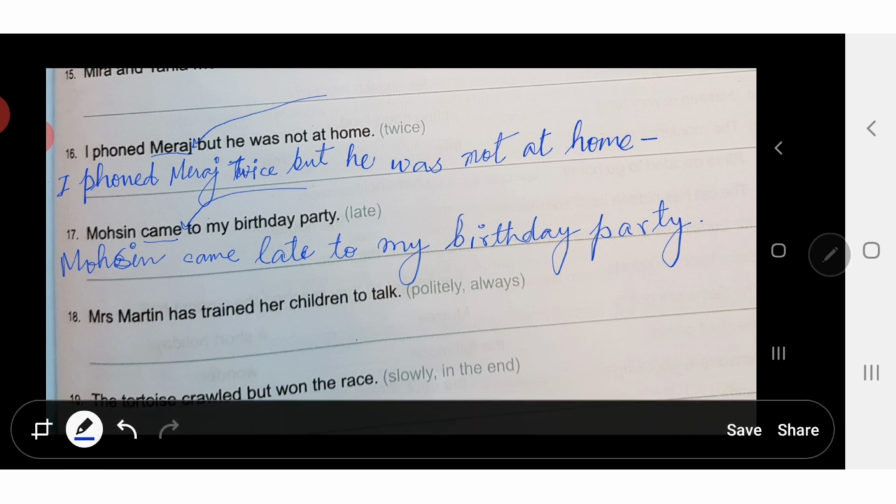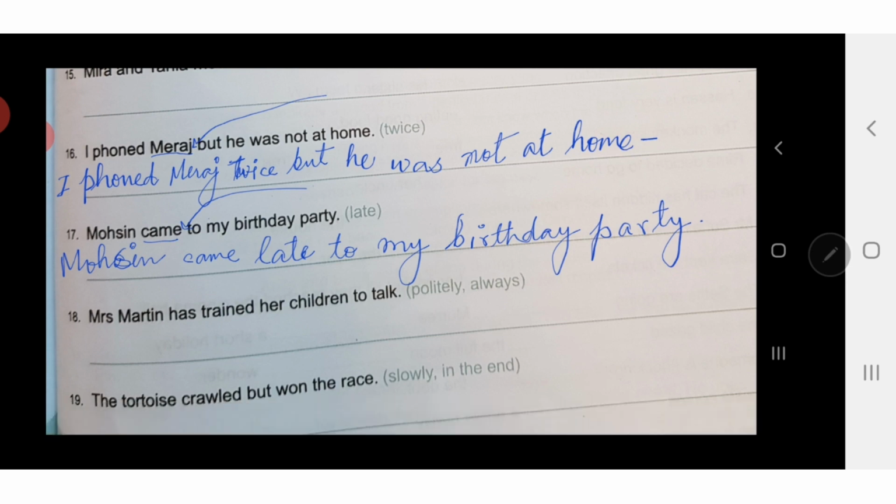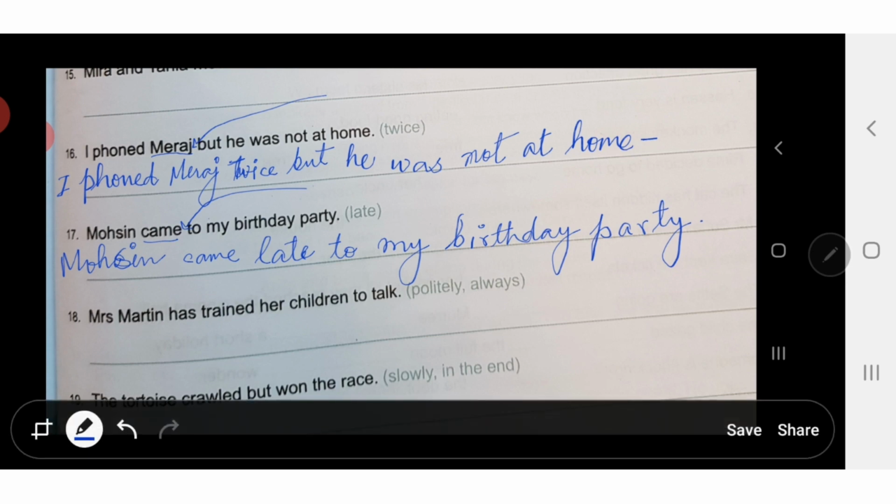Mrs. Martin has trained her children to talk, bracket says, politely and always. So here, politely is what kind of adverb, students? Yes, adverb of manner. And always is what kind of adverb? We can say adverb of frequency. This also gives you an idea about the occurrence of something, like how much something happens on a scale. You can say all the time or sometimes or rarely, whatever it is. So what should come here?